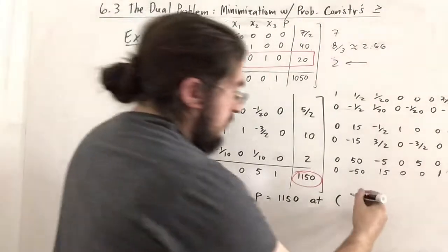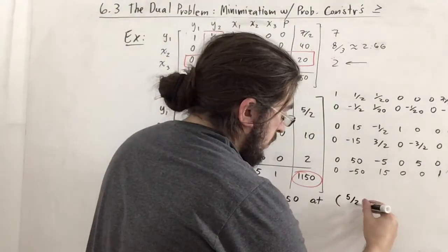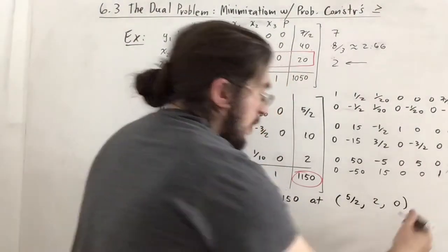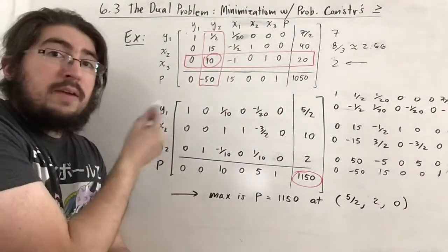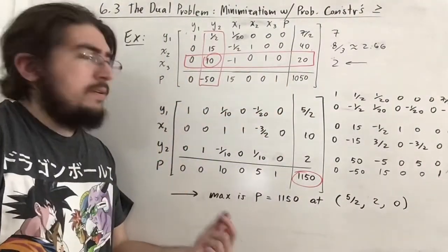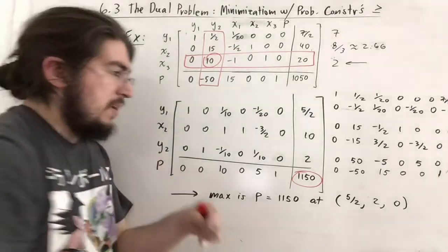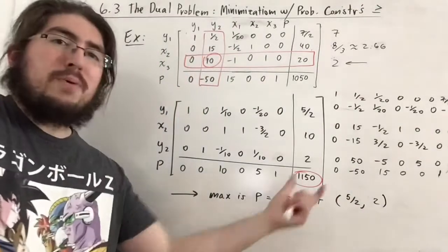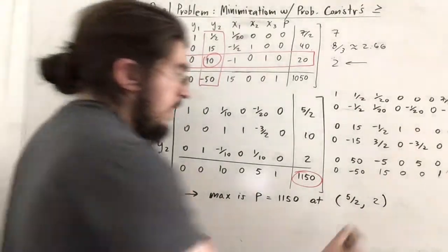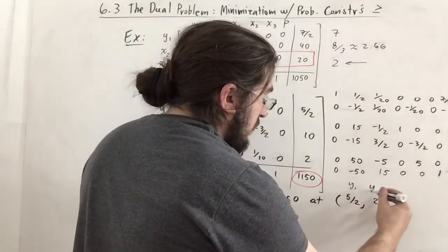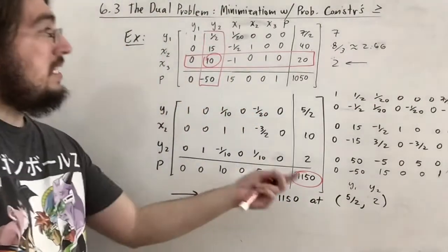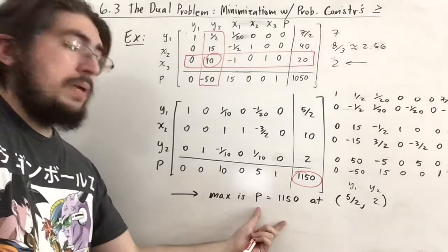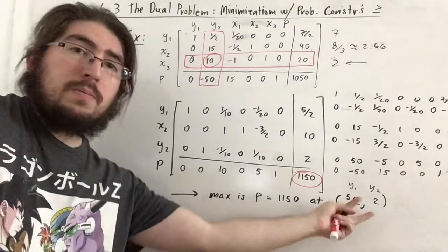y1 is 5/2. y2 is 2. And y3 is 0 because y3 never existed. In fact, there is no y3, is there? So, yeah, that's funny. We don't even need a third entry because there is no y3. So it is indeed an ordered pair, not an ordered triple. So I misspoke there. But anyways, let me just write y1, y2. So we plug these into our original P objective function. You will get 1150 when you plug these y values in.